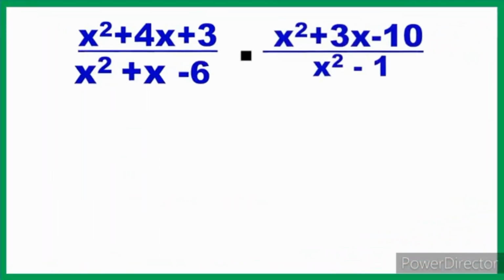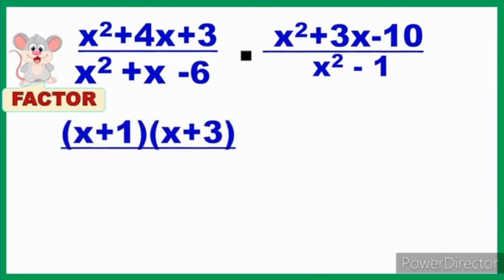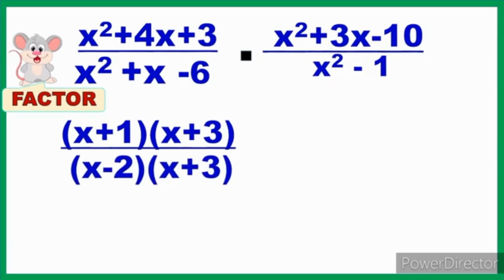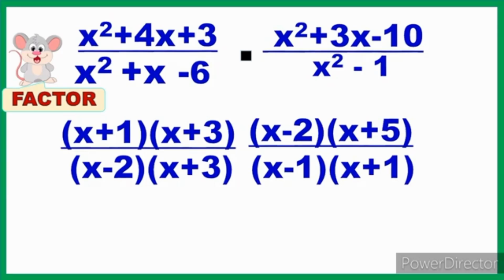To multiply this rational algebraic expression, we need to factor all polynomials. The factor of x squared plus 4x plus 3 is x plus 1 times x plus 3. The factor of x squared plus x minus 6 is x minus 2 times x plus 3. And the factor of x squared plus 3x minus 10 is x minus 2 times x plus 5. And the factor of x squared minus 1 is x minus 1 times x plus 1.